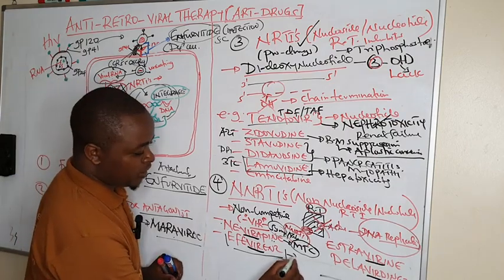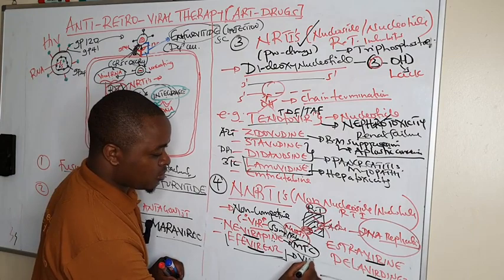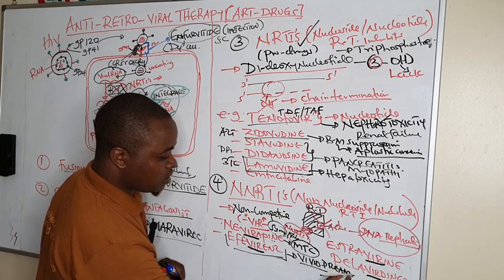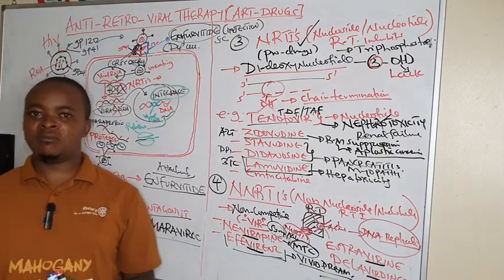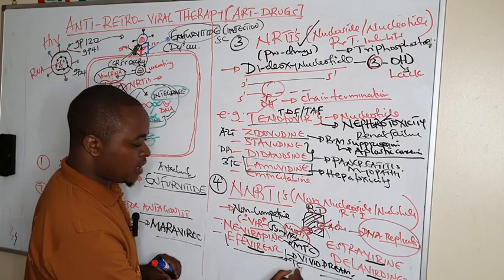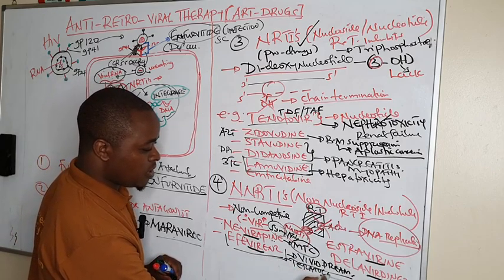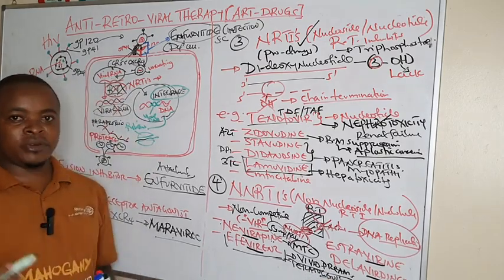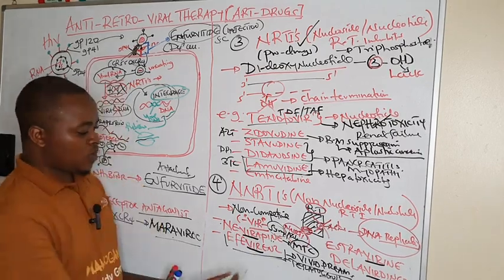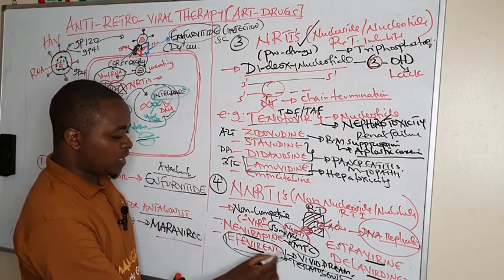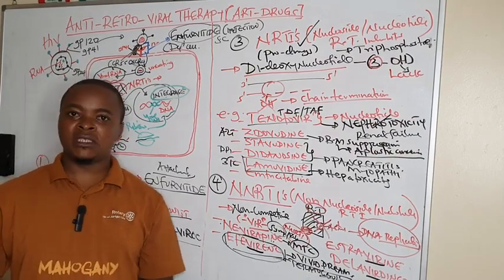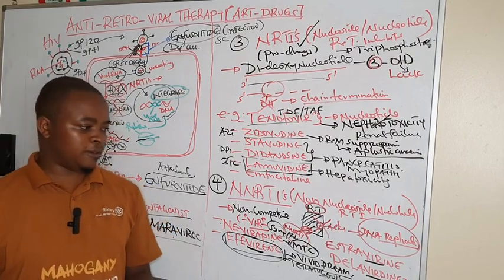Though its major effect is vivid dreams, because it causes hallucination, so you can end up having vivid dreams, dangerous dreams or nightmares, you can call them nightmares. And another thing, efavirenz is teratogenic, meaning it is contraindicated in pregnancy. So it causes vivid dreams and it is teratogenic. That's why you cannot use it in pregnant mothers. That is efavirenz, being teratogenic and causing vivid dreams, or what we can call nightmares.